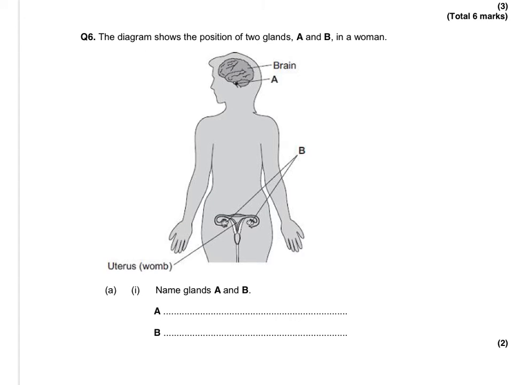Question 6a is again a factual recall question, and it asks you to name these 2 glands in the body. Gland A is a pituitary gland, and gland B is the ovary or ovaries.